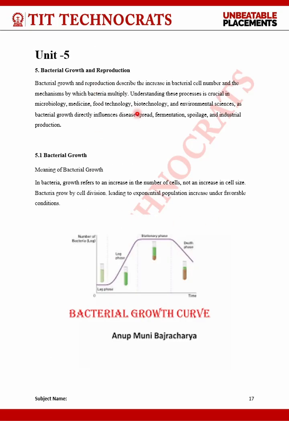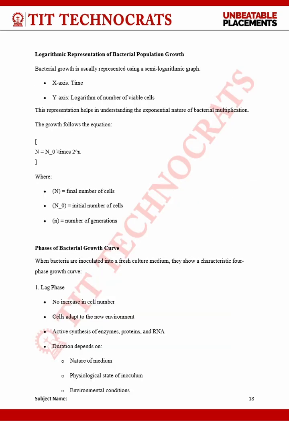In unit 5 we will study the bacterial growth curve, in which we can see the lag phase, log phase, stationary phase, and death phase. Bacterial growth means growth of bacteria. In bacteria, growth refers to an increase in the number of cells, not an increase in cell size. Bacteria grow by cell division, leading to an exponential population increase under favorable conditions.